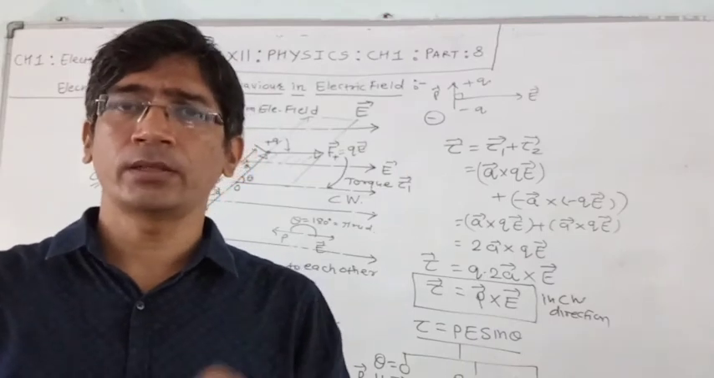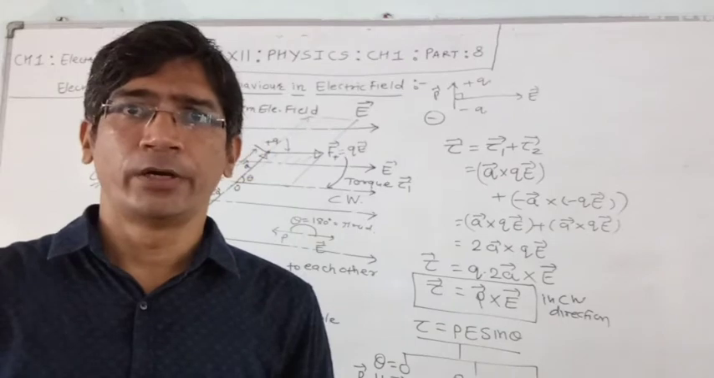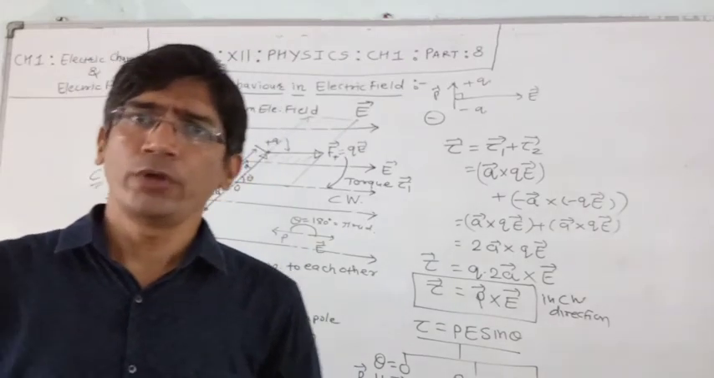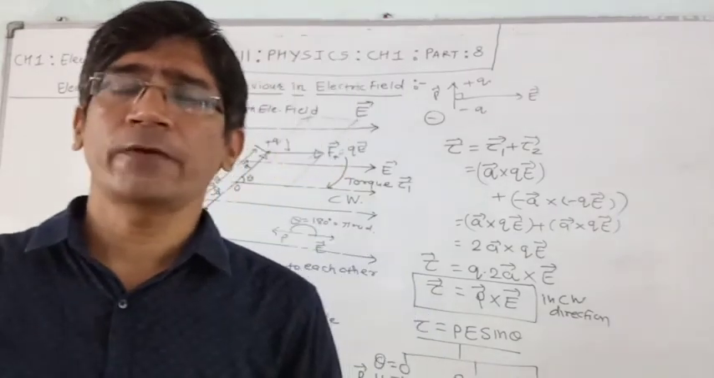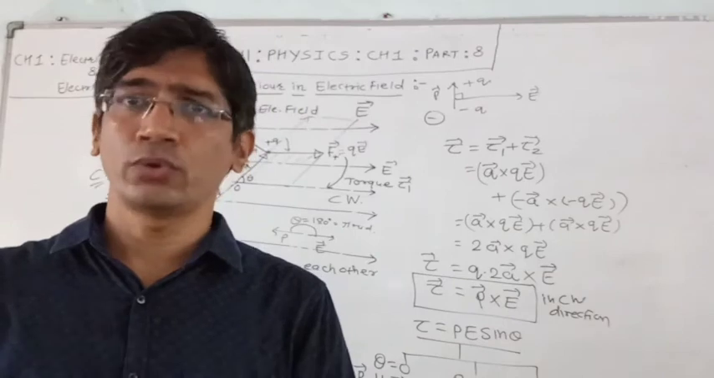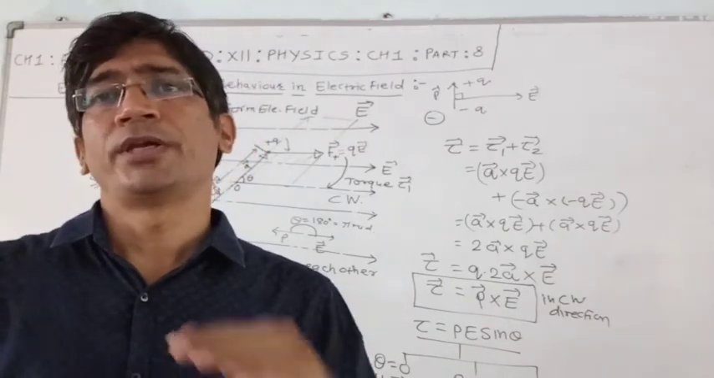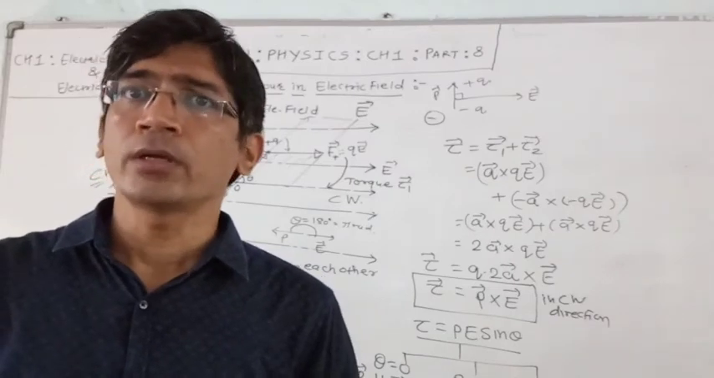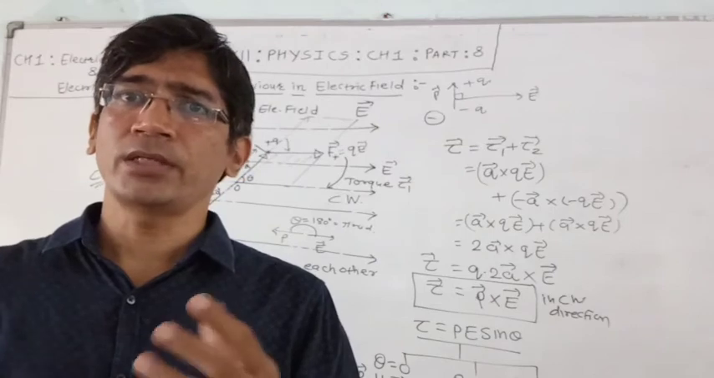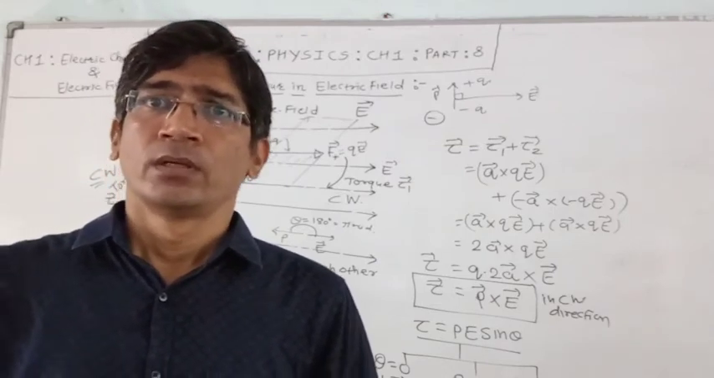Now we can take another case, the non-uniform electric field. So what happens in a non-uniform electric field? A non-uniform electric field is one in which the electric field lines are not parallel to each other and do not have equal distance. The intensity at different points is different. This type of electric field is known as a non-uniform electric field.